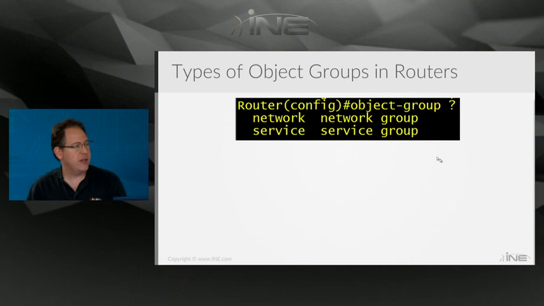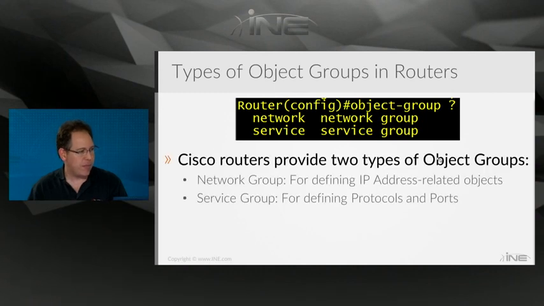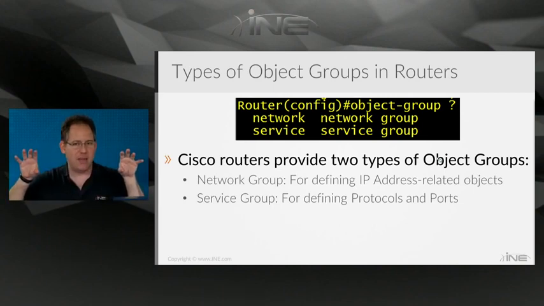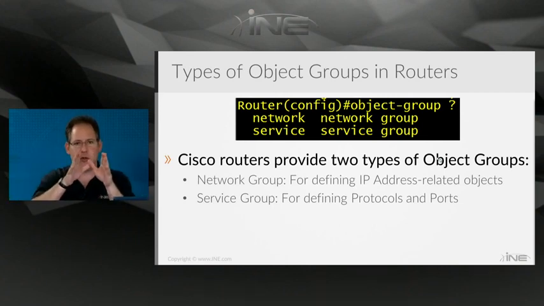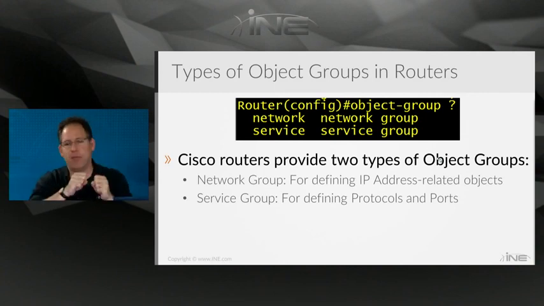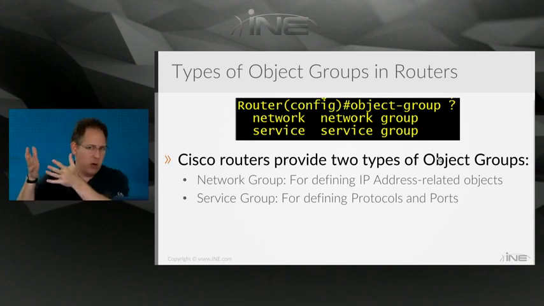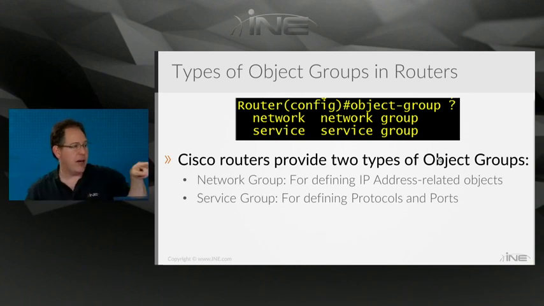Now in Cisco routers, there are two different types of object groups. There's the network type and the service type. The network group, like it says here, is for defining IP address related objects. Normally within your ACE is where you would define your source address, which might be a host or a subnet, and then your destination address, which might be a host or a subnet. Well, instead, you could create an object group network and put it right here in the object group. And then the ACE would refer to that object group.